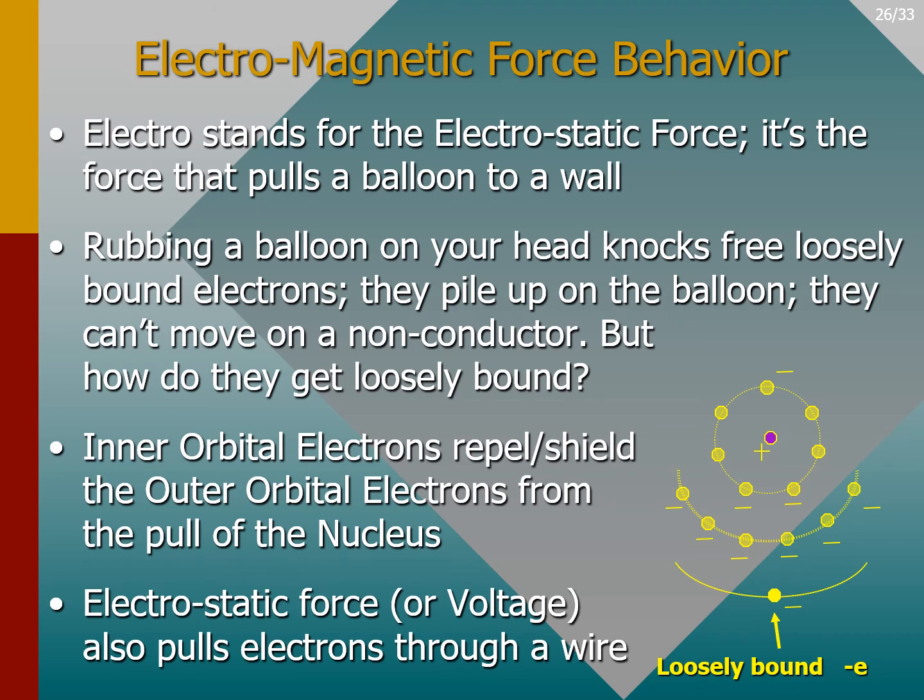The electrostatic force that pulls the balloon to the wall is the same force that pulls electrons through a wire. When we increase the voltage and therefore the force, the electrons can be pulled a longer distance. It takes at least 25,000 volts to pull an electron through an inch of air, and we see this as a spark. If we want a spark to be twice as long, the voltage needs to be doubled.